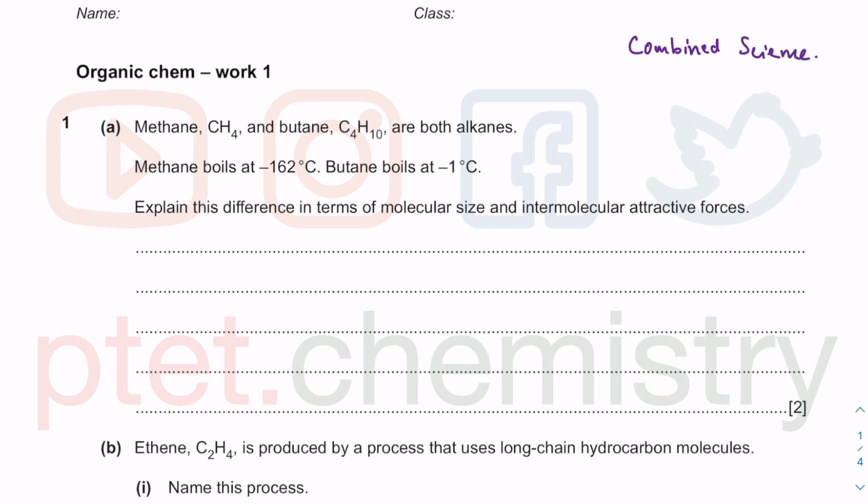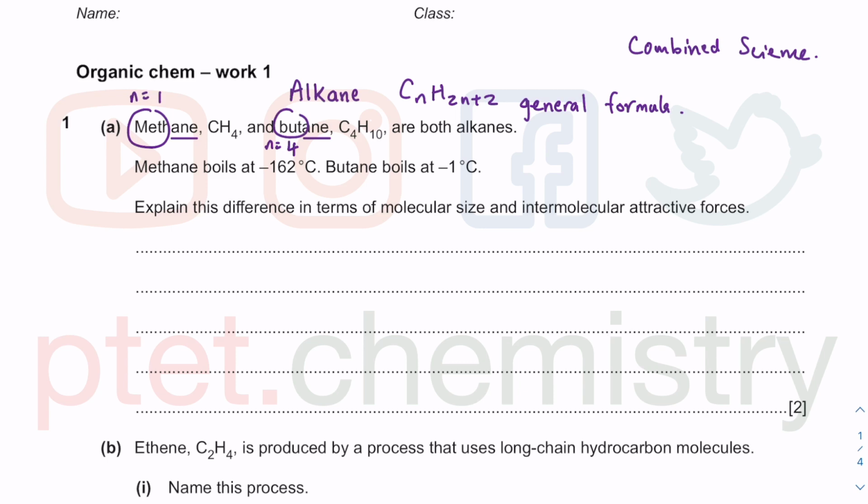So in this first question, with methane and butane, we can see from the names, ANE and ANE, this belongs to the alkane homologous series. They have the general formula CnH2n+2. N is just the number of carbons. When you start with meth, n equals 1. When you start with but, n equals 4.